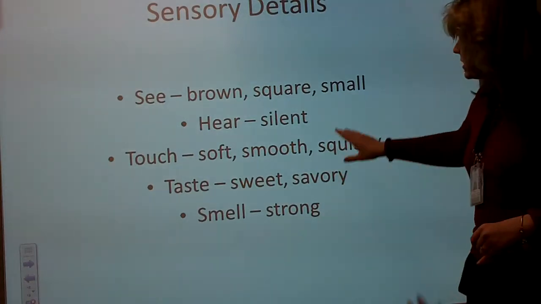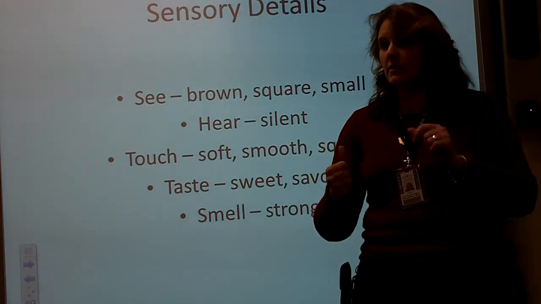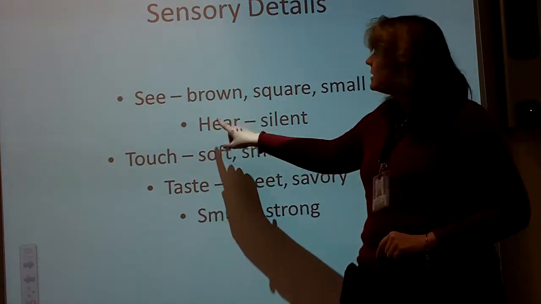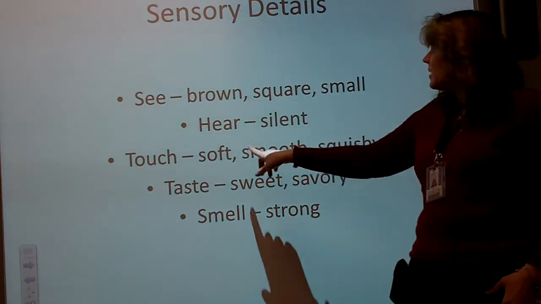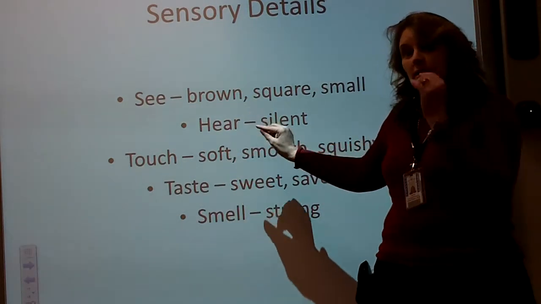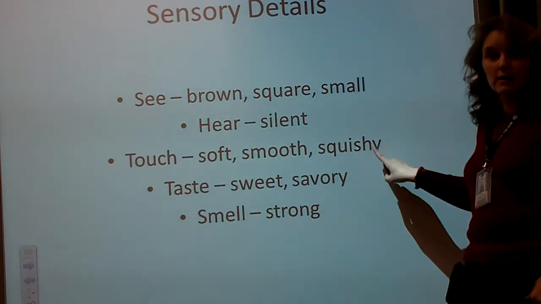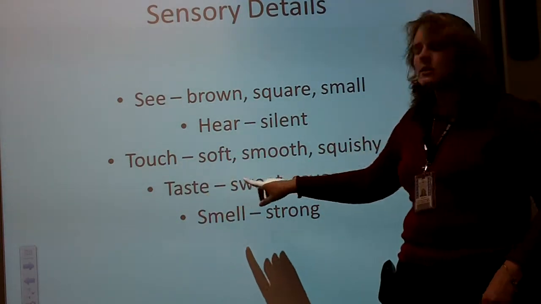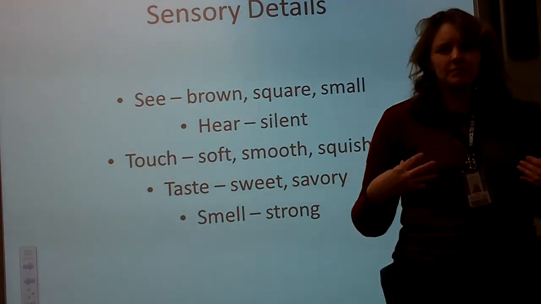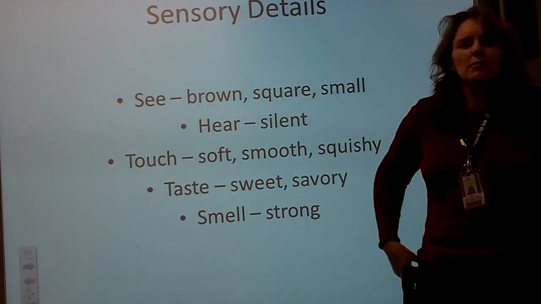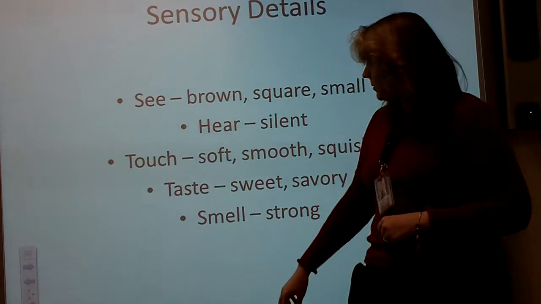Okay, we go back to my sensory details. Remember, this is my favorite food. Don't know what it is yet, but we'll give you those details. We know on our sight, our look, it's brown, square, and small. We know that on hearing, it's silent. On touch, it's soft, smooth, and squishy. On taste, it's sweet and savory, and the smell is strong. Okay, so those are the details I'm going to use in my writing to tell you about my favorite food.